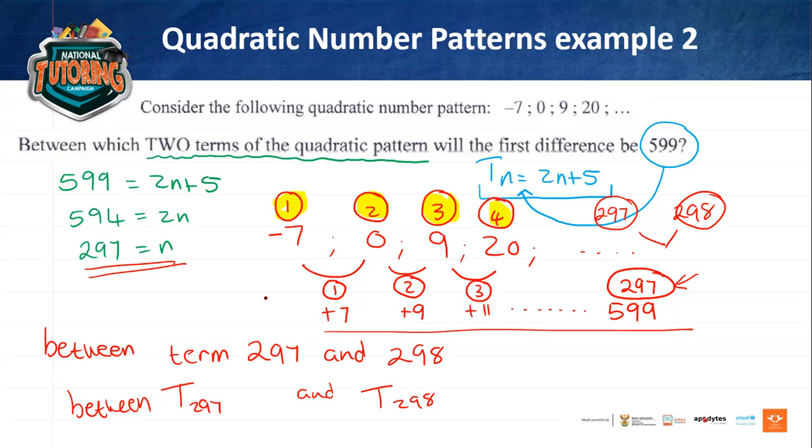So that's just an extra application, and I wouldn't learn it as a rule. I would just work it out each time by drawing up a difference table like this and seeing what makes sense.